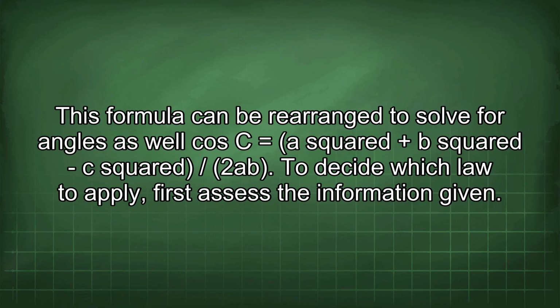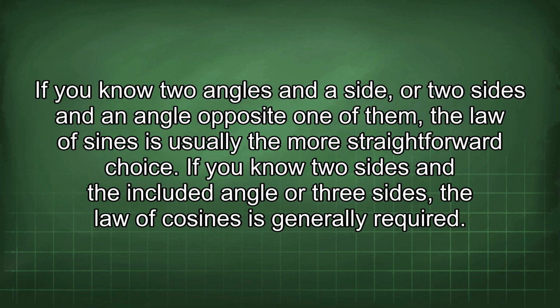To decide which law to apply, first assess the information given. If you know two angles and a side, or two sides and an angle opposite one of them, the law of sines is usually the more straightforward choice. If you know two sides and the included angle, or three sides, the law of cosines is generally required.